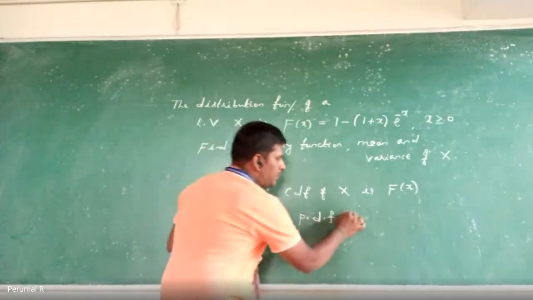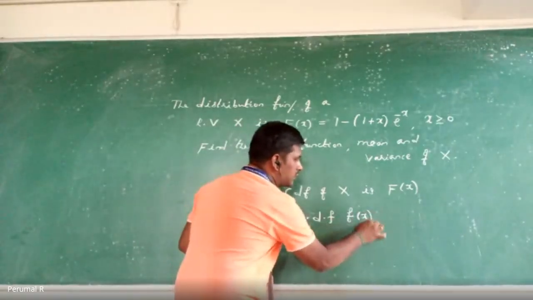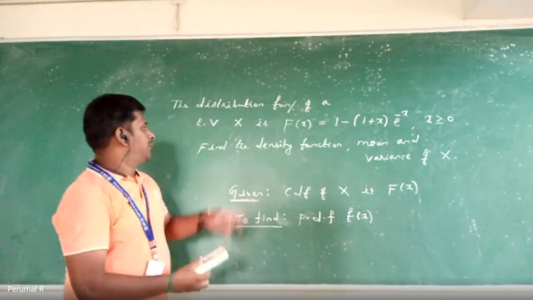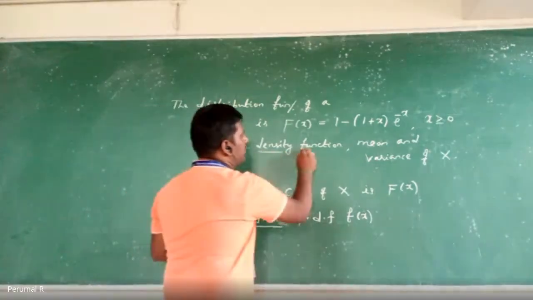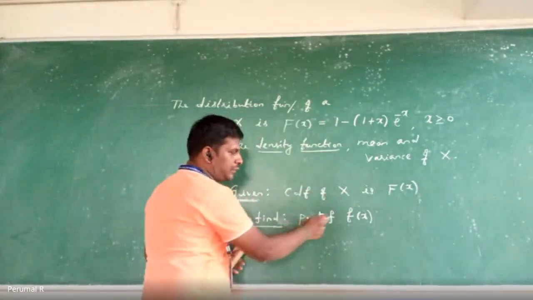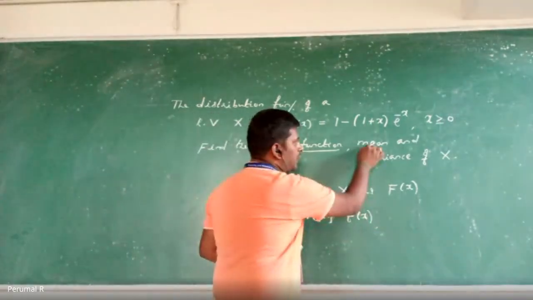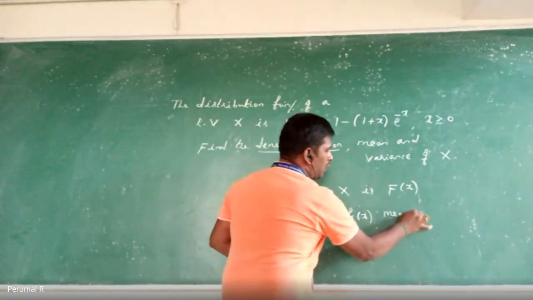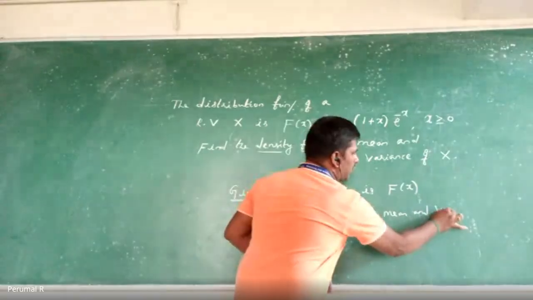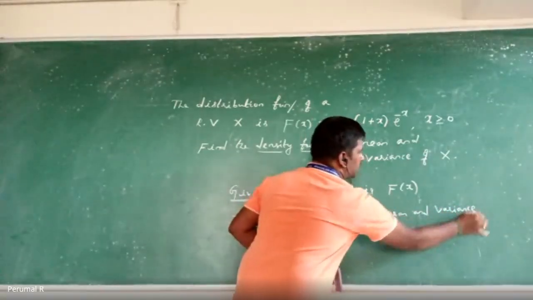Okay, to find the PDF f of x. The question is asking for the probability density function. Therefore, we need to find the probability density function. Then we have to find the mean and variance as well.